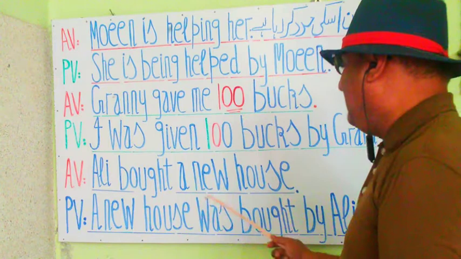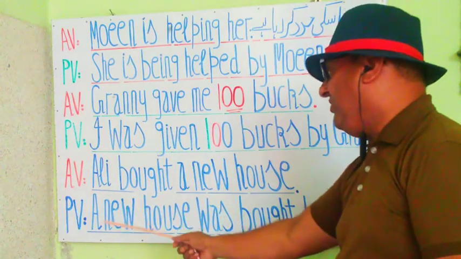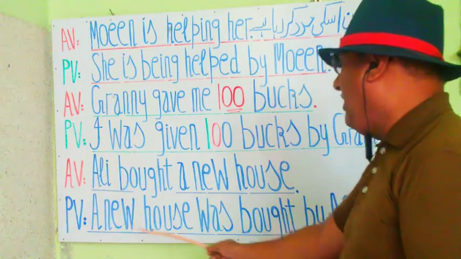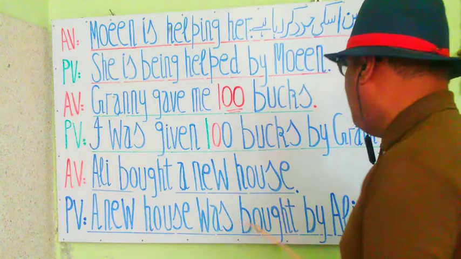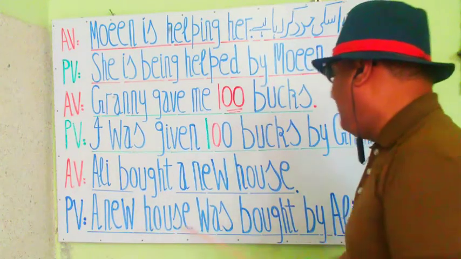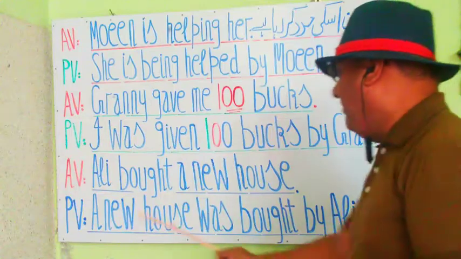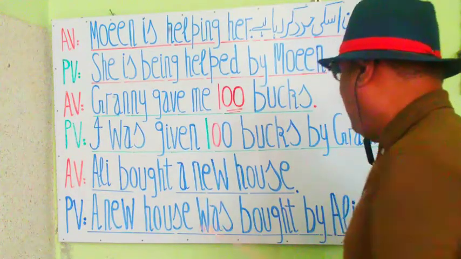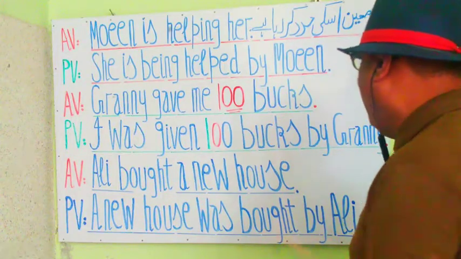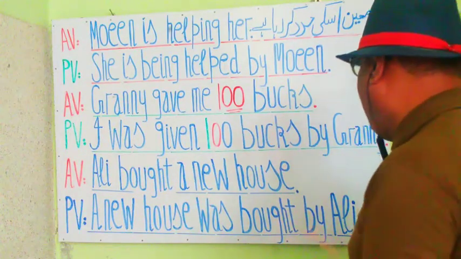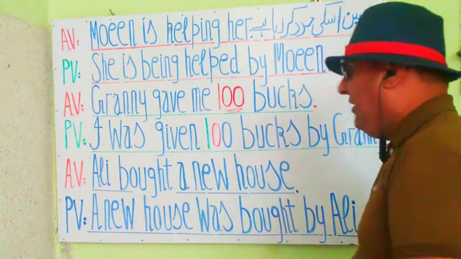Let's see how it's going to change into passive voice. You see here, a new house was bought by Ellie. एक नया घर अली से खरीदा गया.